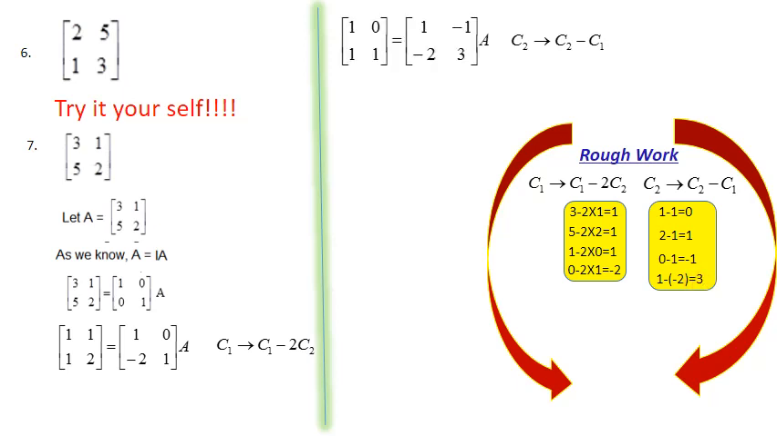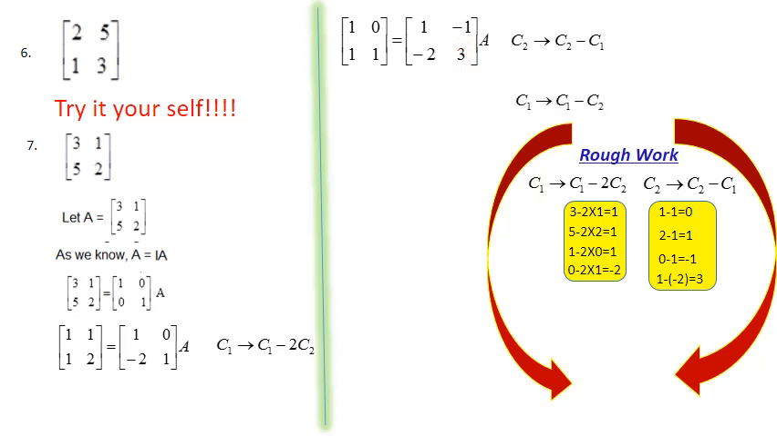So the final matrix will come like this. C1 remains the same, 1 1. Next, C2 changes to 0 and 1, which we have written here, 0 and 1. Here also C1 remains the same, 1 minus 2. Next, 0 1 changes to minus 1 3, which is what is written here.